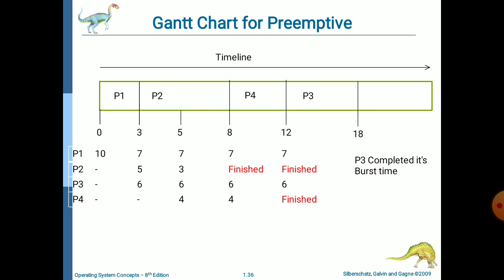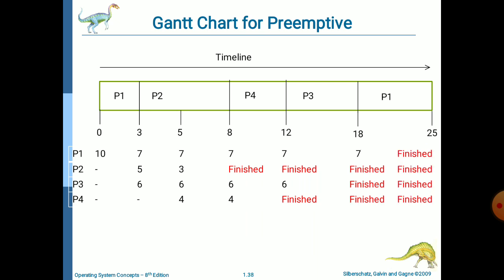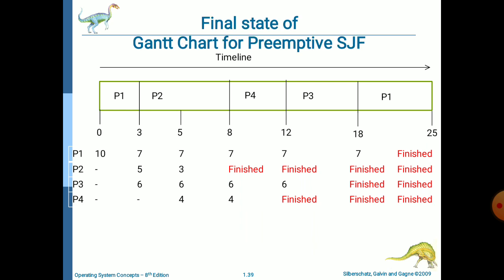Once it is finished, the remaining times of P1, P2, P3, P4 are given here. P1 is 7, and P2, P3, P4 are all finished, and no other process is there except P1. So P1 is scheduled for the CPU and it finishes at 25. So the final chart of preemptive SJF appears like this. All processes finish their execution at 25.